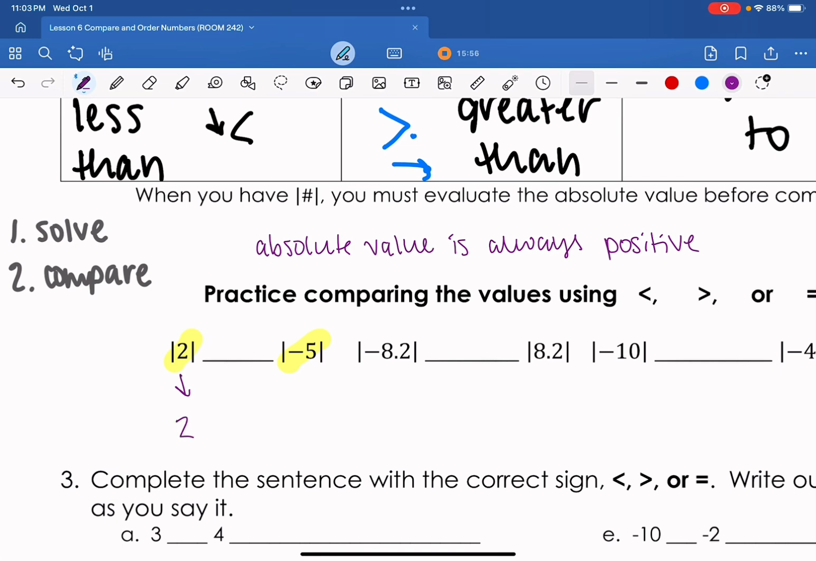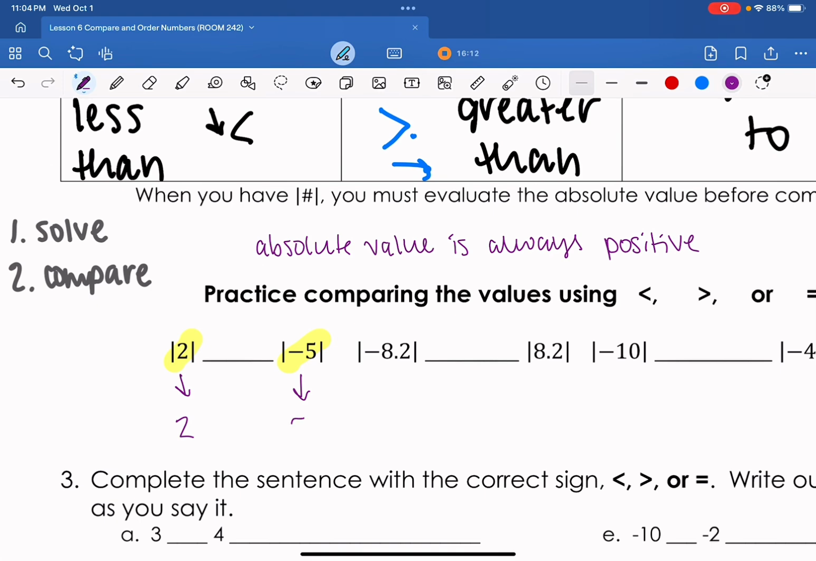-5 is 5 units from 0, right? So we moved 5 units to get there. It doesn't matter if we move to the left or right. We just moved 5 units. So the absolute value of -5 is 5.